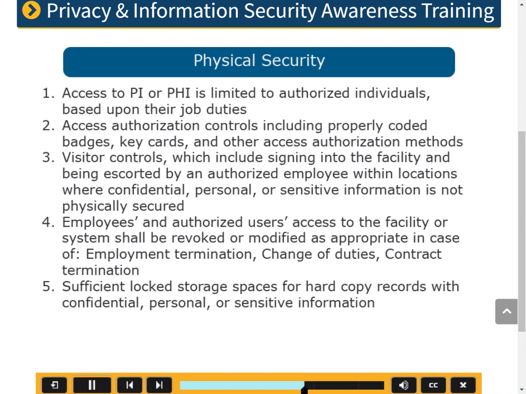3. Visitor controls, which includes signing into the facility and being escorted by an authorized employee within locations where confidential, personal, or sensitive information is not physically secured. 4. Employees' and authorized users' access to the facility or system shall be revoked or modified as appropriate in case of employment termination, change of duties, or contract termination. 5. Sufficient locked storage spaces for hard copy records with confidential, personal, or sensitive information.